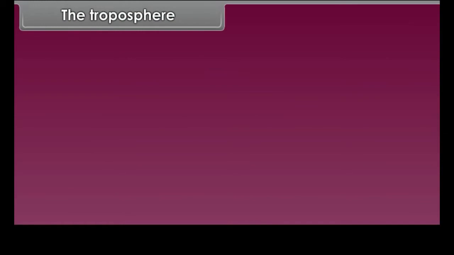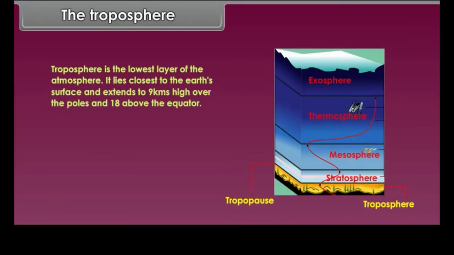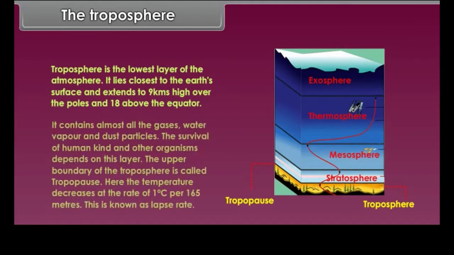The Troposphere. Troposphere is the lowest layer of the atmosphere. It lies closest to the Earth's surface and extends to 9 kilometers high over the poles and 18 above the equator. It contains almost all the gases, water vapor and dust particles. The survival of humankind and other organisms depends on this layer. The upper boundary of the troposphere is called Tropopause. Here the temperature decreases at the rate of 1 degree Celsius per 165 meters. This is known as lapse rate.